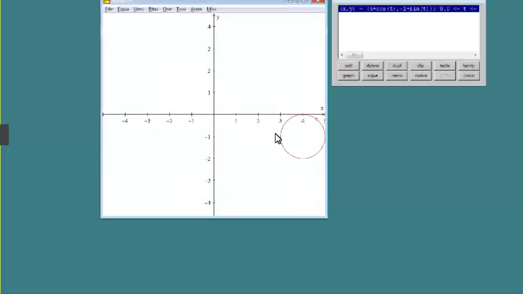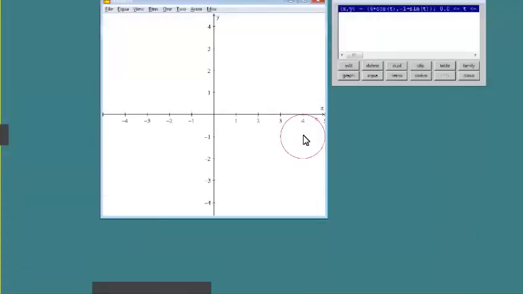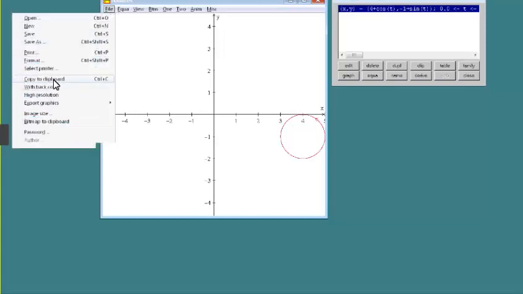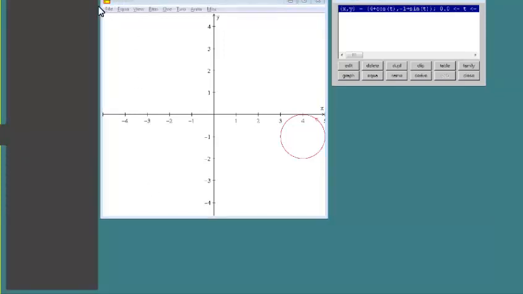So there it is. That's the graph. You've got a circle at x equals 4, y equals negative 1. Is that what we had before? Is that what I said? You don't see what I'm doing, but I just want to make sure: x equals 4, y equals negative 1. Yep. It has a radius of 1. So that worked out good. Let's copy that over, copy clipboard.